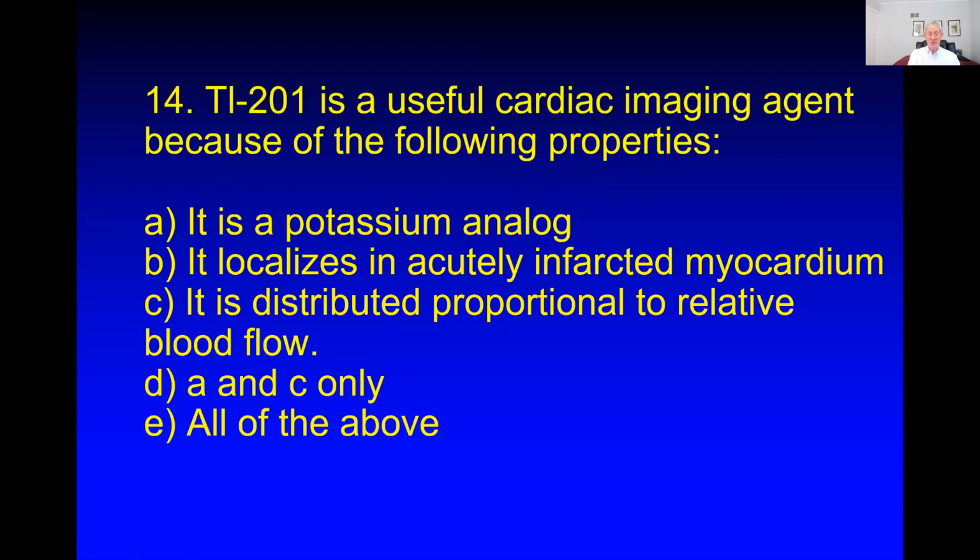Okay. Thallium. This is right off an old exam. Thallium is a useful cardiac imaging agent for perfusion because of the following properties. Let's go down the list and say yes or no. It's a potassium analog. Yes, that's why it works. It localizes in acute infarction. No, it's excluded from infarction. Thallium only localizes in normal tissue, not in infarct. It's distributed proportional to relative blood flow. That is true. And therefore, A and C, correct answer would be choice D.